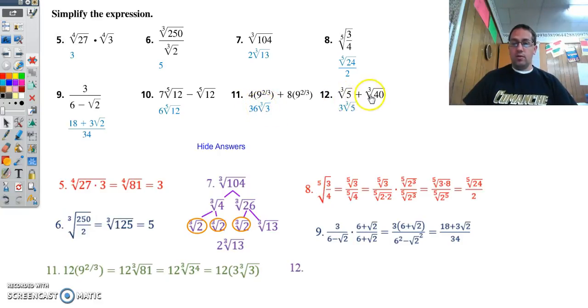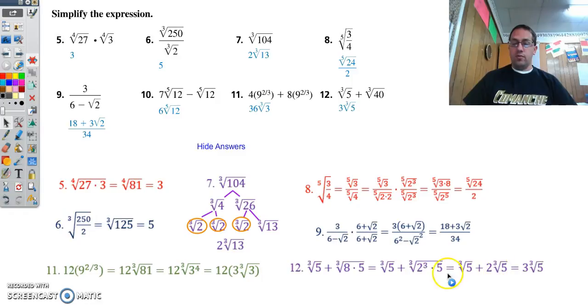Let's take a look at number 12. The indexes are the same, but we're adding, not multiplying, so we can just add those together. We need to break up this 40 and see if we can do something with that. 40 is 8 times 5, but we're looking for cubes because we have a cube root there. 8 is 2 cubed, so we can take that 2 cubed out. You can do it like this, or you can do it with a factor tree, that's fine too.